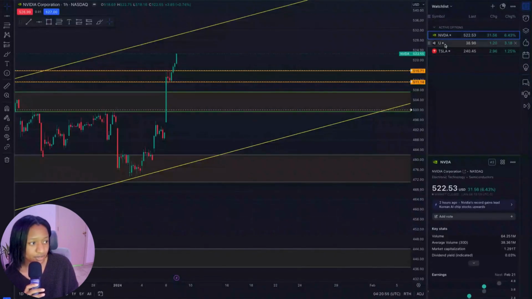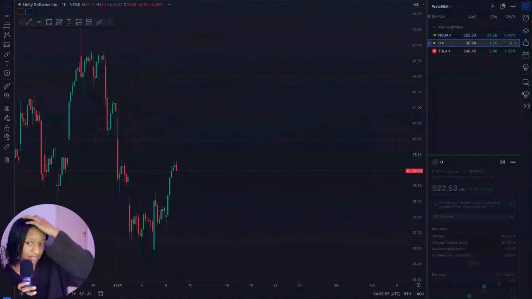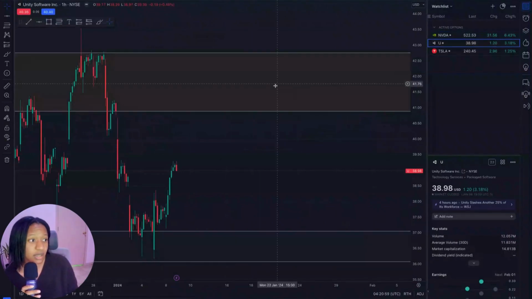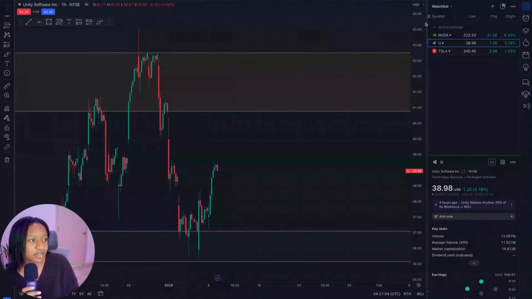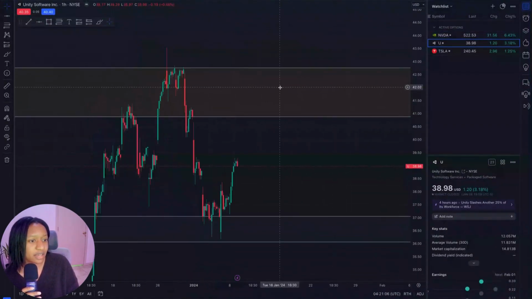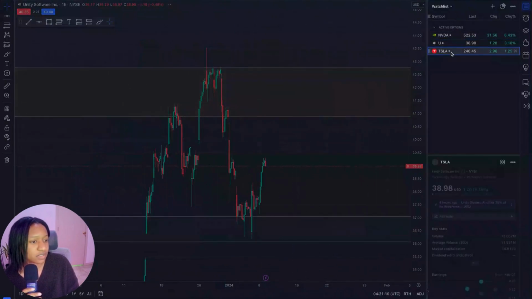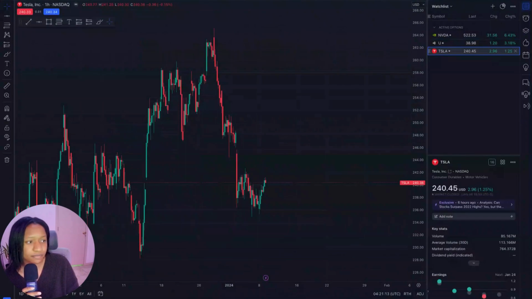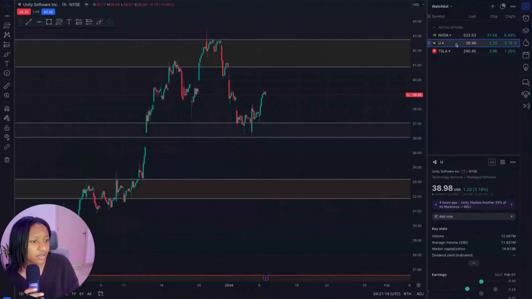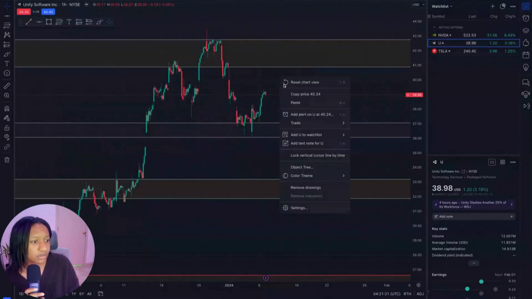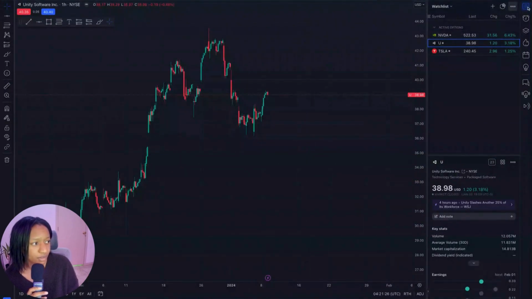So now what I want to do is set up Unity. I found it, and I really liked how it looked. I already started charting on it, but I think that I can make a good play with this. I'm going to do Tesla as well. So I think I'm going to be focusing on these three right here, but I'm going to start with Unity. So let me clear this chart and we're going to set it up really quick.